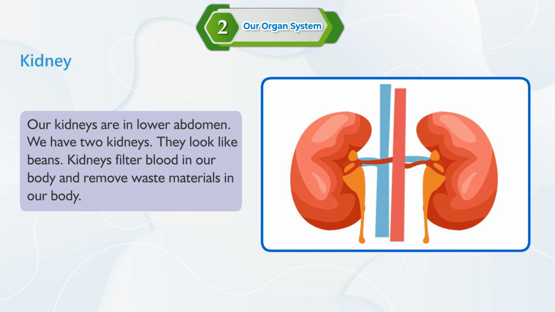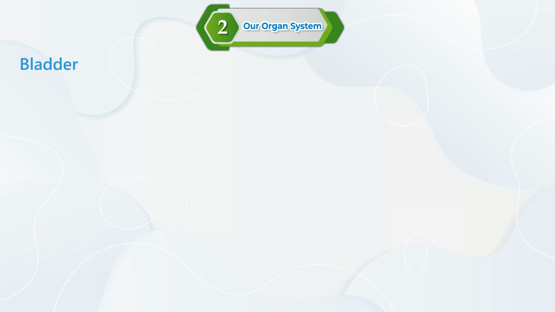Kidney. Our kidneys are in the lower abdomen. We have two kidneys. They look like beans. Kidneys filter blood in our body and remove waste materials from our body.